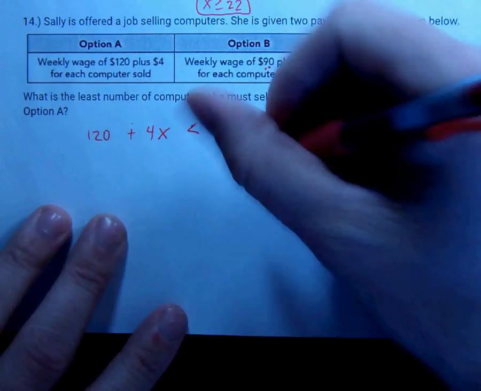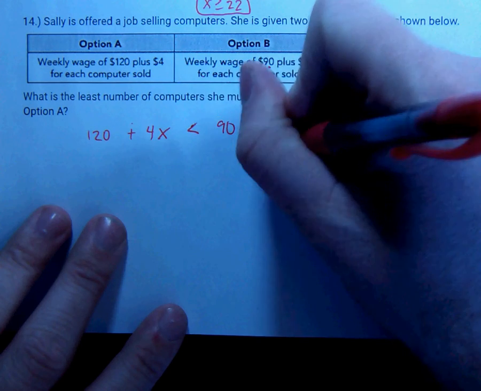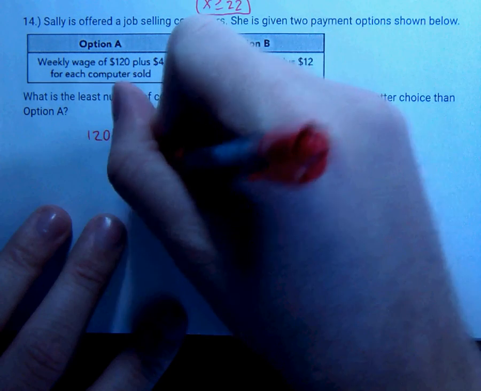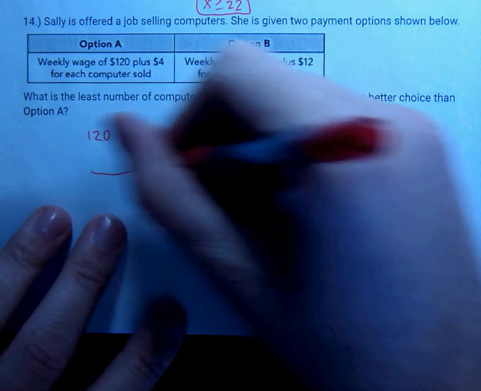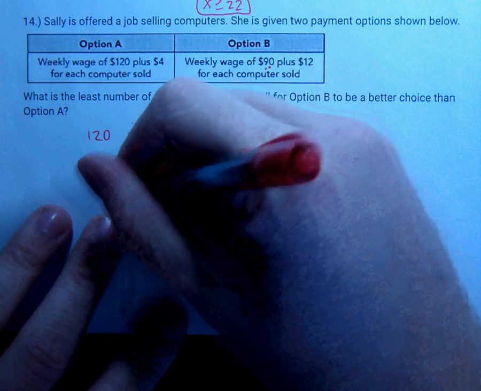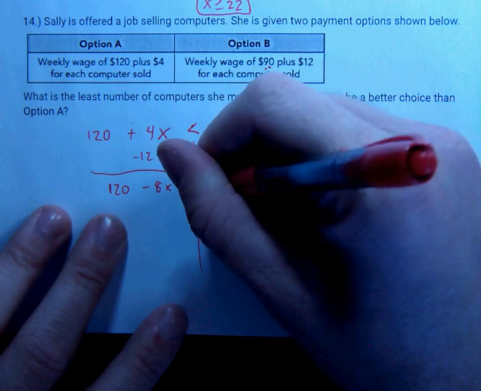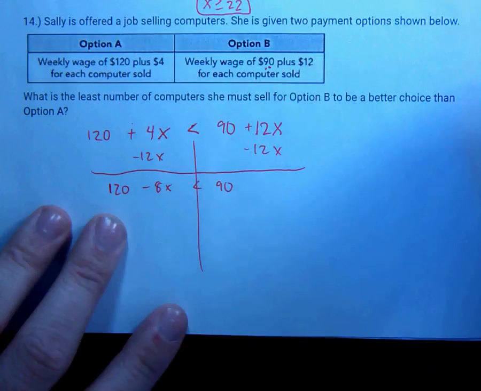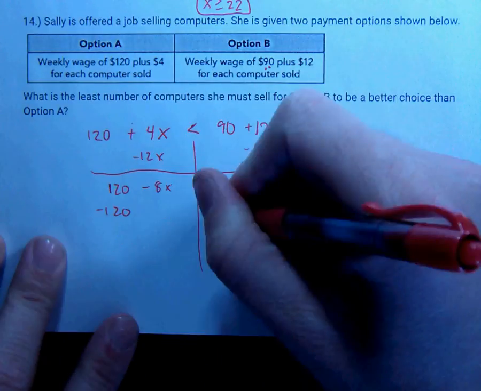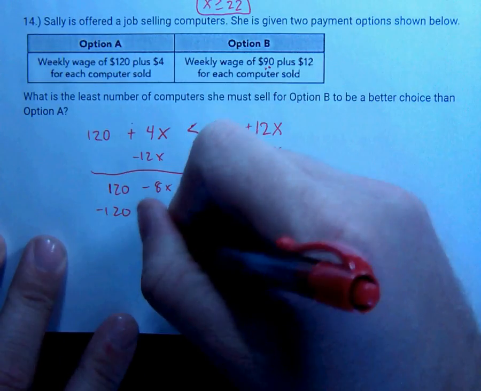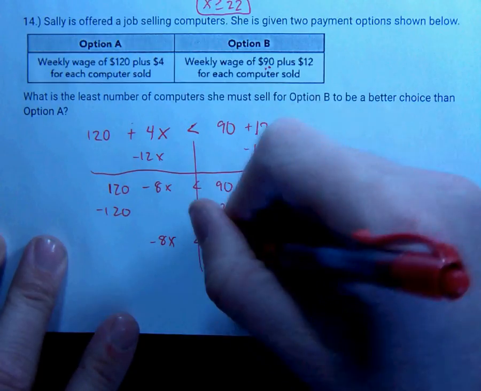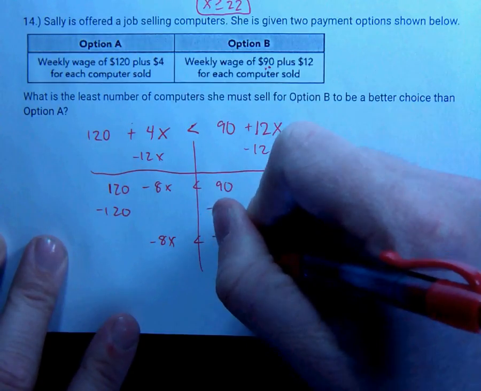So first off, let's get the variables on the same side. I'll subtract 12x, subtract 12x. I get 120 minus 8x is less than 90. Subtract 120, subtract 120. Negative 8x is less than negative 30.